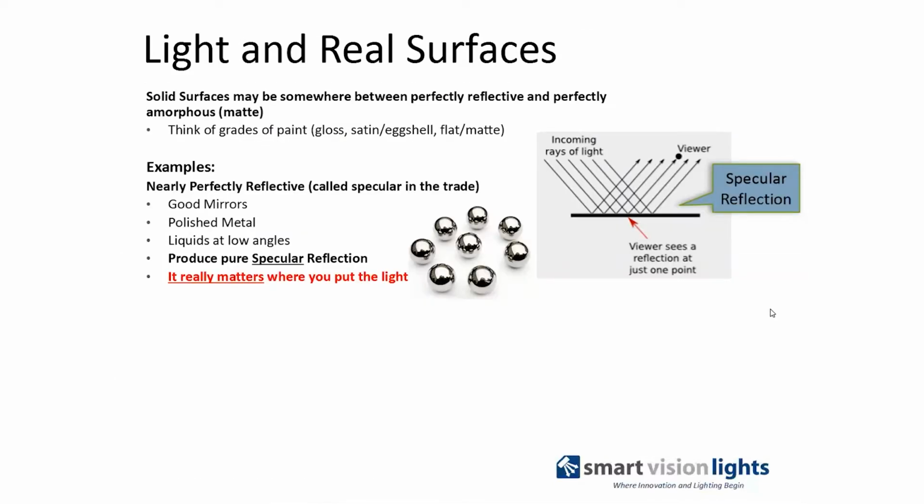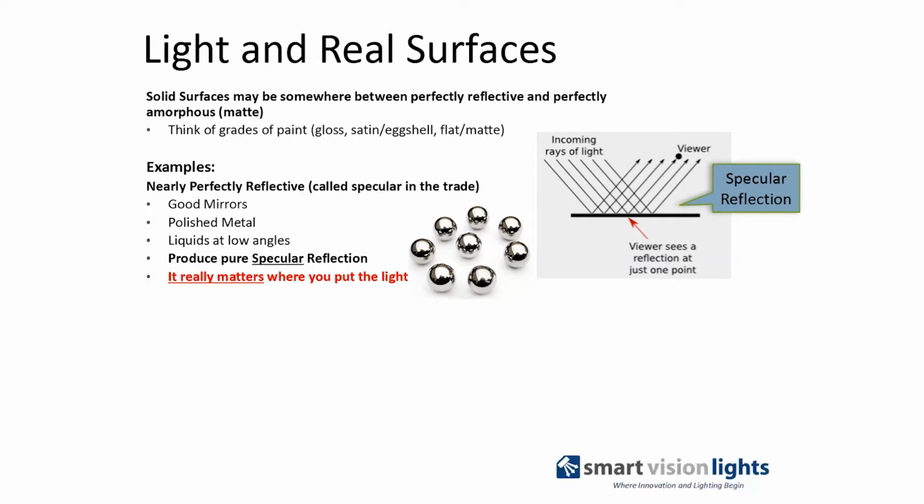Solid surfaces may be somewhere between reflective and perfectly amorphous or matte. You can see that light will bounce off shiny surfaces, but unless it's a chrome-plated ball bearing as we have here, or some other very reflective surface, mirrors that we're going to talk about coming up, then usually we actually get a combination. Nearly perfectly reflective surfaces are called specular, and we talk about specular light or specular reflections. We're talking about good mirrors, things that are either polished metal, liquids at low angles, mirrors themselves.